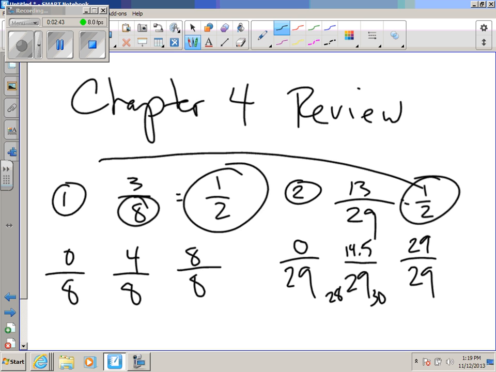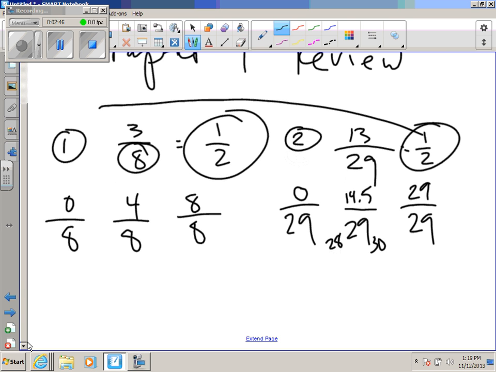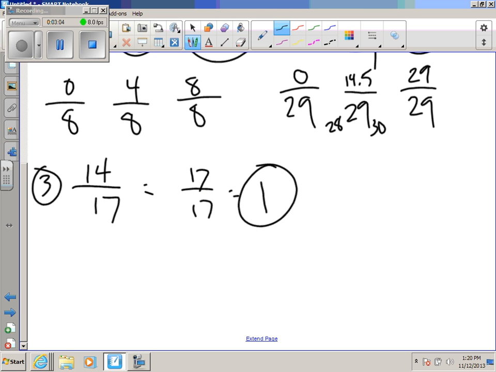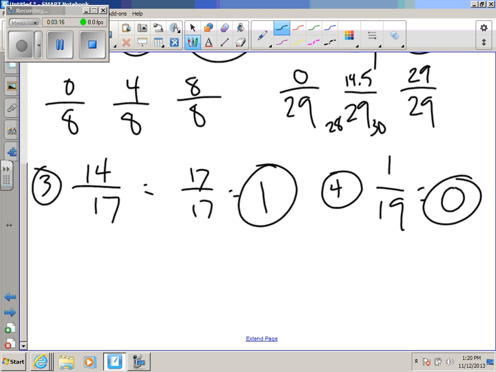All right. Number 3, 14/17. So are we looking at closer to 0/17, 8.5 17ths, or 17/17? Closer to 17/17, which is going to get us 1. And then 1/19. Definitely closest to 0. Okay? Any questions on those 4 using the benchmarks?